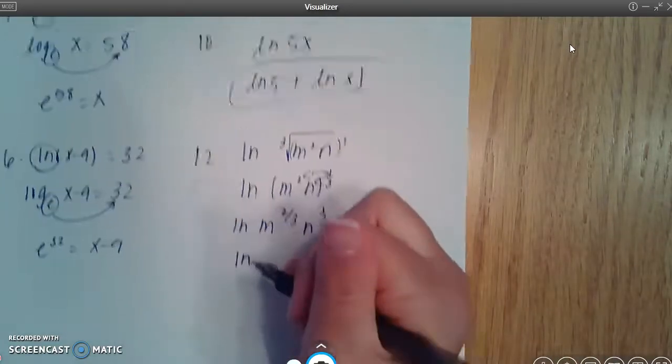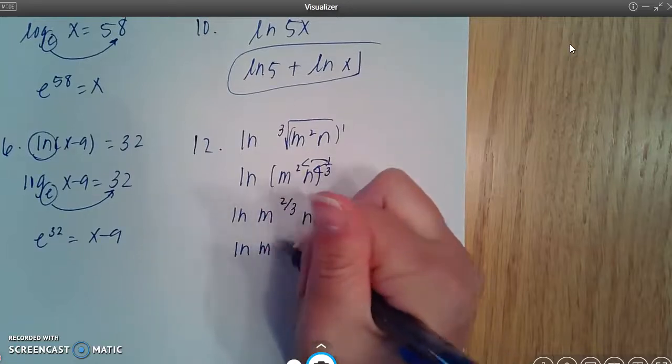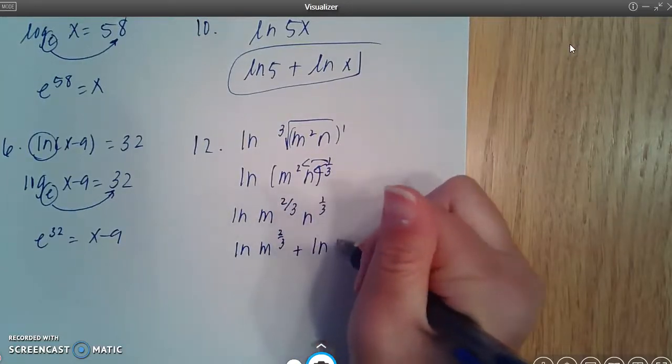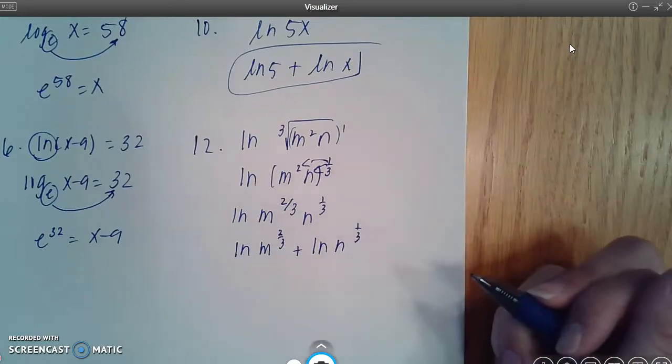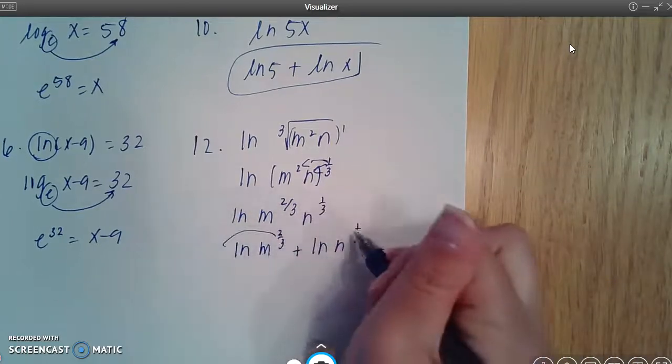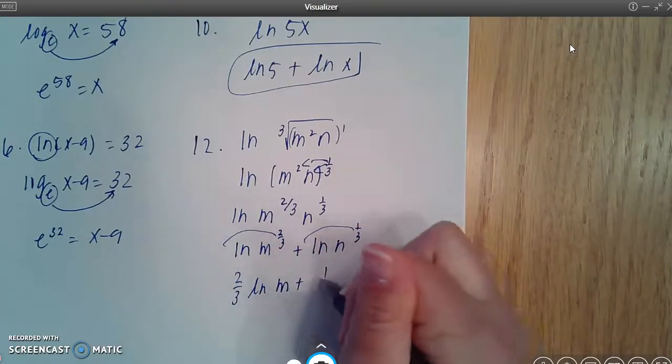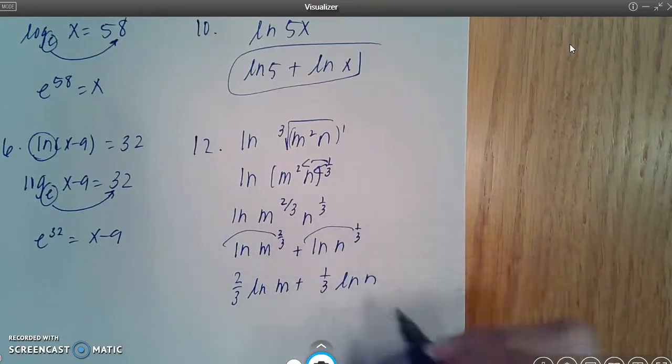You would then rewrite this with addition because you're multiplying. So you get natural log of m to the 2/3 plus natural log of n to the 1/3. And then lastly, we don't like exponents, so my 2/3 and my 1/3 go out front. I'd get 2/3 natural log of m plus 1/3 natural log of n.